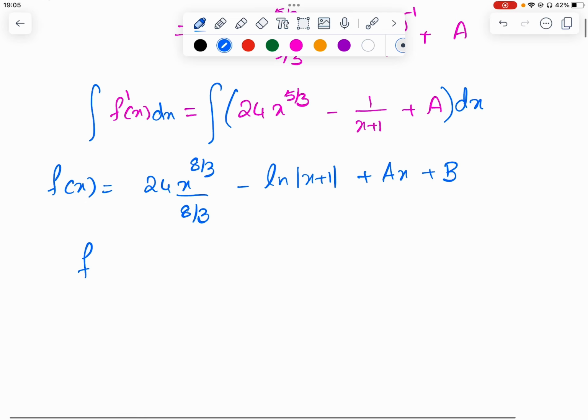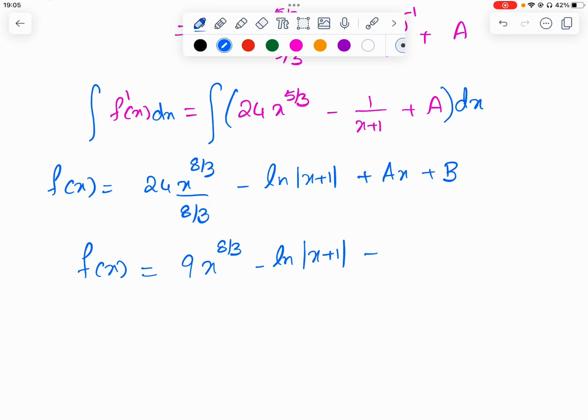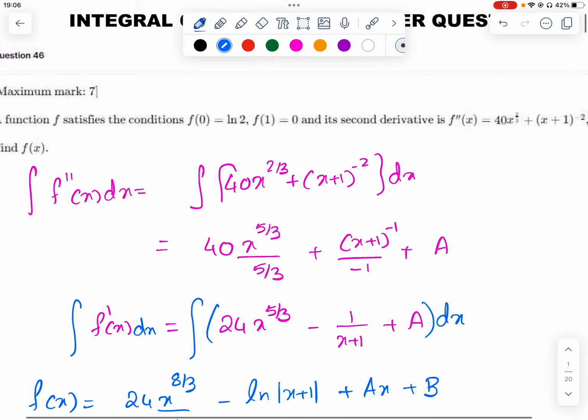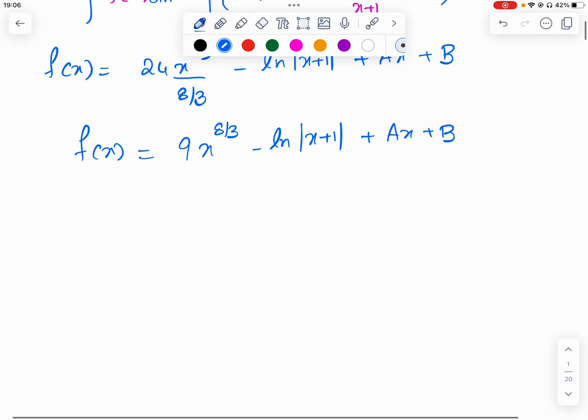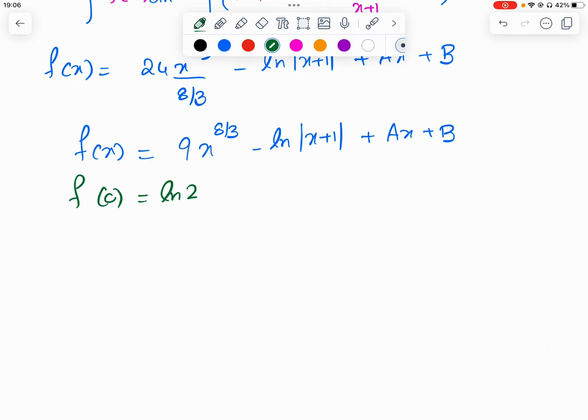So f of x now becomes 9 x power 8 upon 3 minus ln of x plus 1 plus ax plus b. Now what has been given in the question? f of 0 is ln 2 and f of 1 is 0. f of 0 is ln 2, so I use that one. When I plug in 0, I should get ln 2. So ln 2 equals 0 minus ln 1 plus 0x plus b. So what do I get from there? The b value is ln 2.